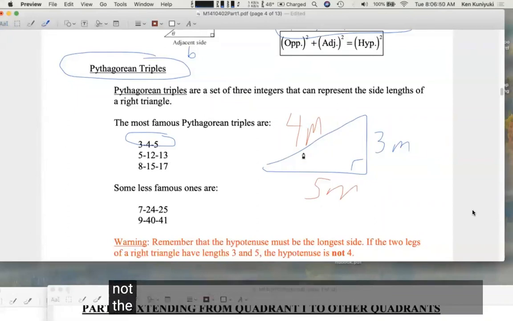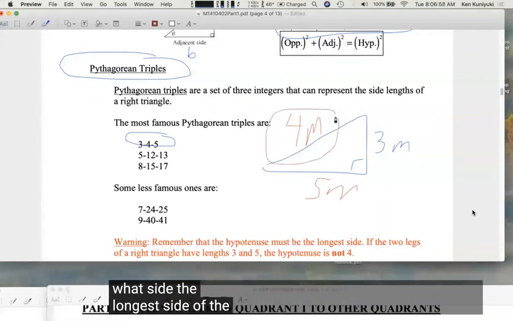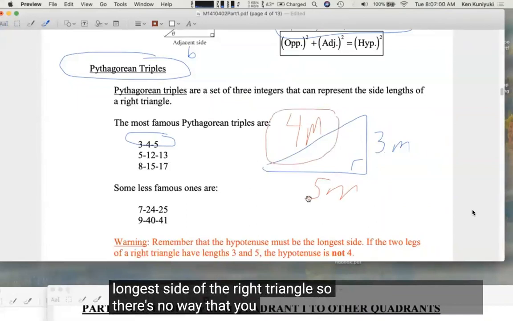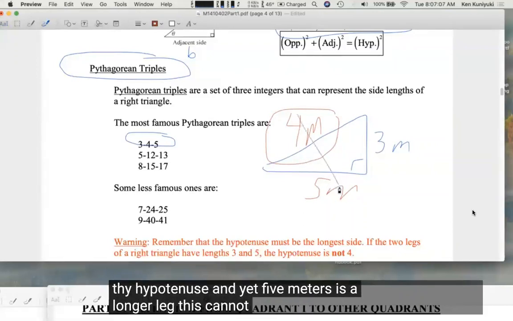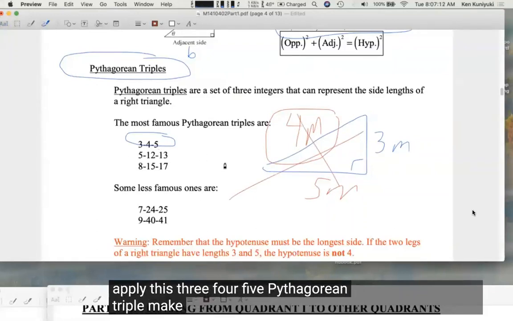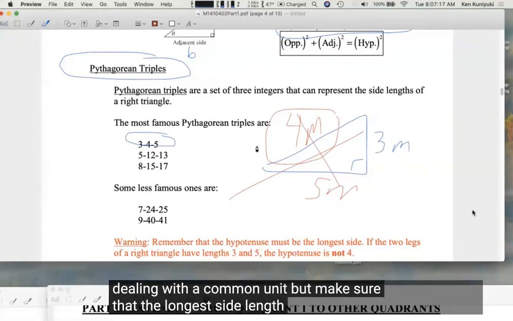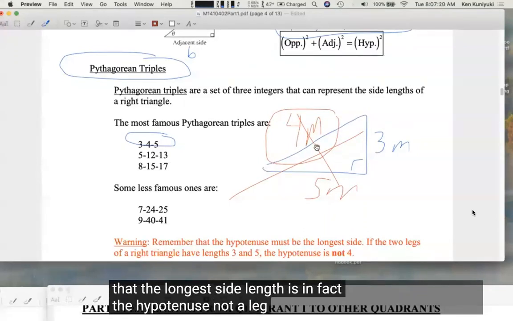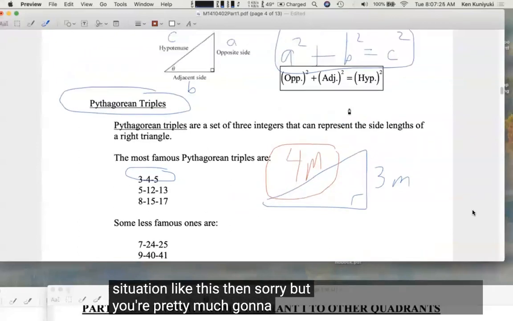Why not? The hypotenuse is supposed to be what side? The longest side of the right triangle. So there's no way that you can have a triangle like this where 4 meters is the hypotenuse and yet 5 meters is a longer leg. This cannot happen. So if you apply this 3, 4, 5 Pythagorean triple, make sure, not just that you're dealing with a common unit, but make sure that the longest side length is in fact the hypotenuse, not a leg. If you have a situation like this, then sorry, but you're pretty much going to have to crank through this equation.